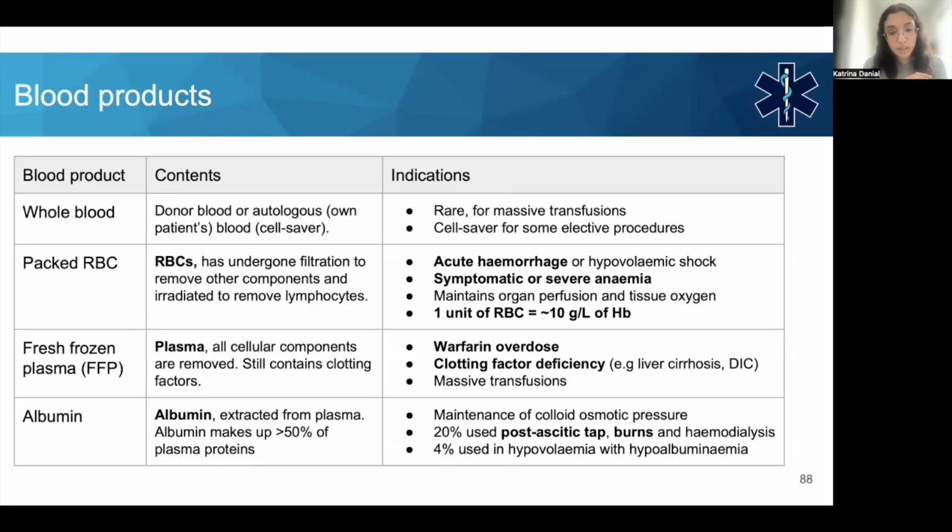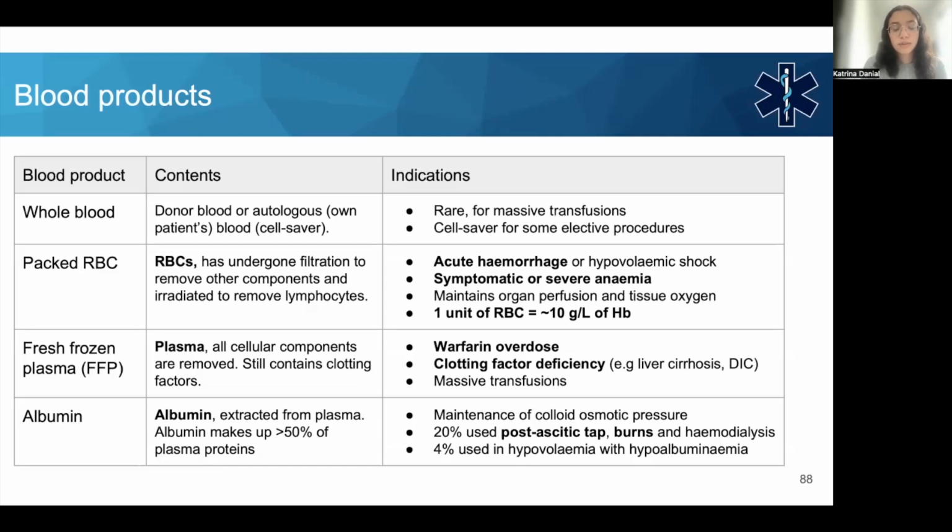So it's just red blood cells. Indications for this would be a patient who's having an acute hemorrhage, is extremely anemic, symptomatic, or has severe anemia. When you give 1 unit, so 1 pack of red blood cells, you would expect hemoglobin to rise by 10 grams per liter. If it's not rising according to that trend, you should probably start thinking they're still losing blood.